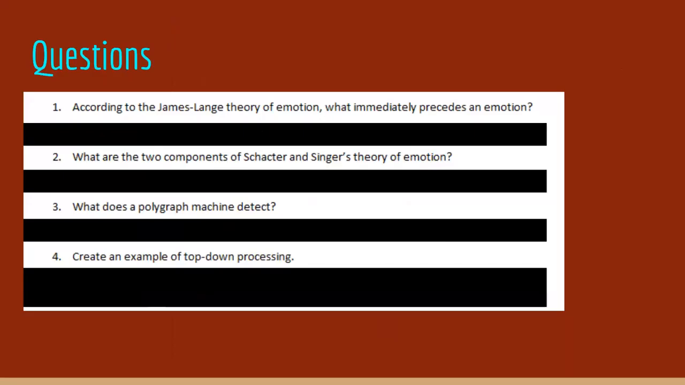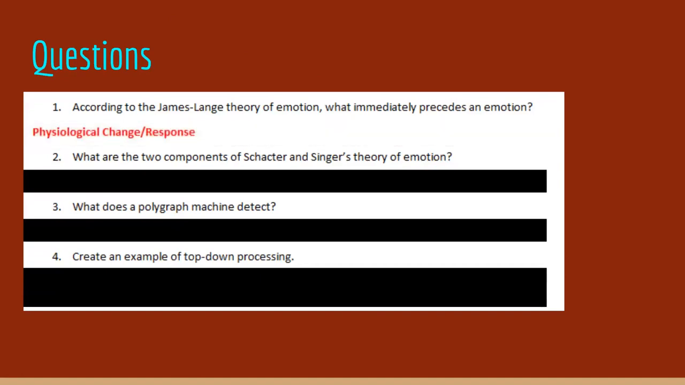Questions. According to the James-Lange theory, what precedes emotion? That means what's before emotion. Remember, that's the physiological change or response. Remember, SCE. Before E is C, change.